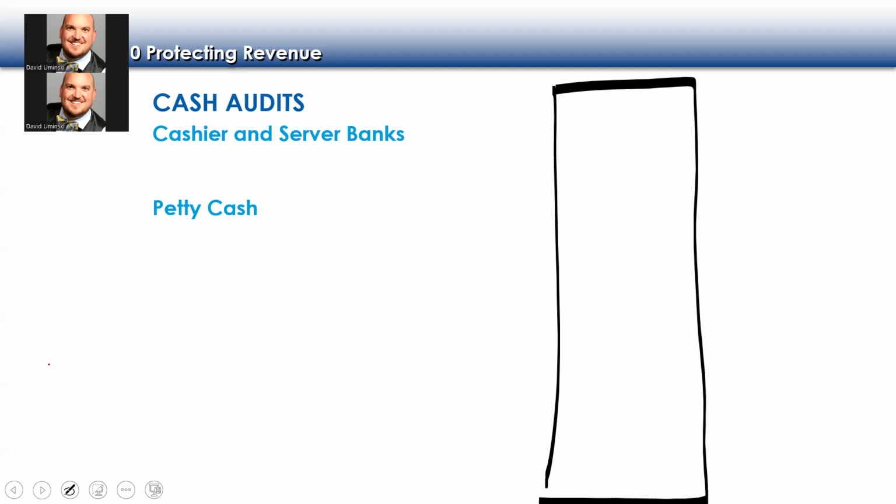So then the next thing that we want to do when we're talking about protecting our revenue is we want to verify all of our server reports, any cashier reports, and then also ultimately go back and confirm the deposit. So when I was a server, TGI Fridays, Cheesecake Factory, at the end of my shift I would print a report.